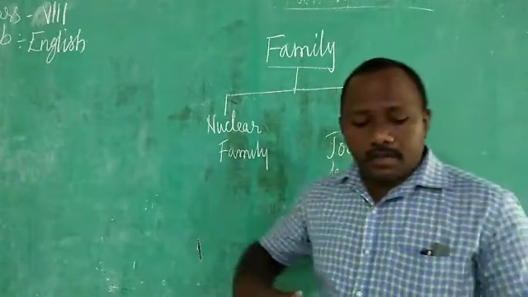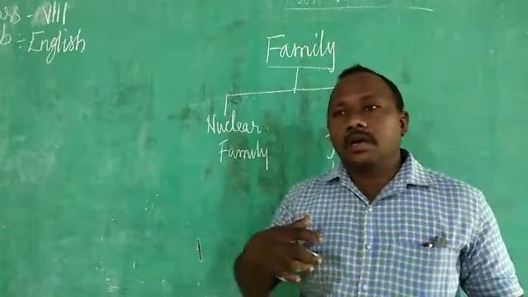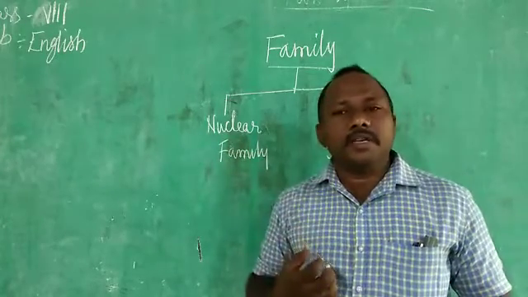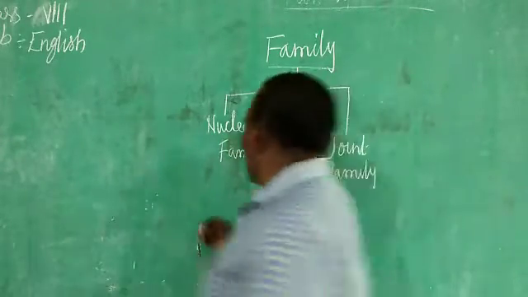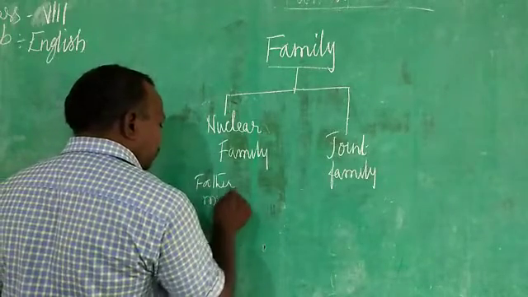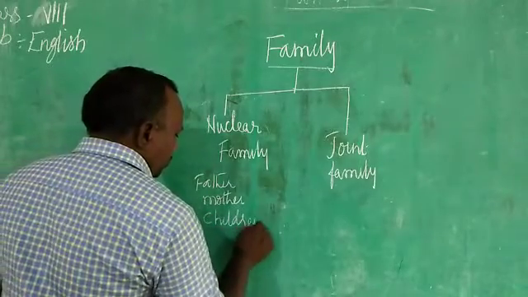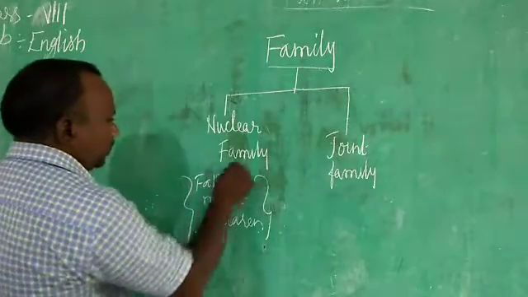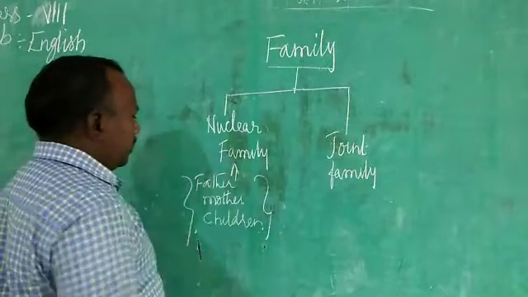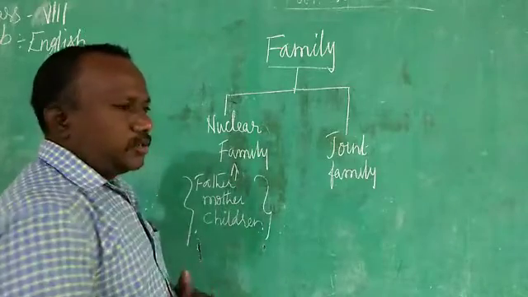Now before I tell more about these two families, let's know what a nuclear family means. Nuclear family means father, mother and their children. All together, this is called a nuclear family, children. Once again, nuclear family means father, mother and their children.